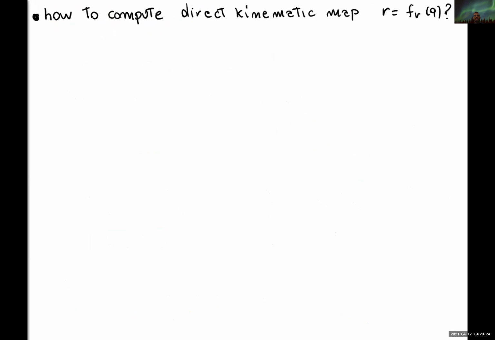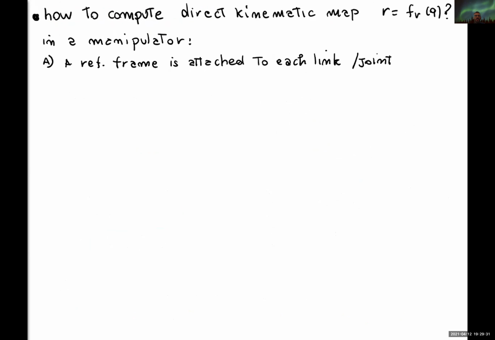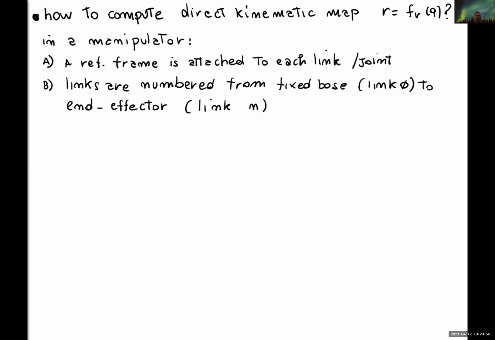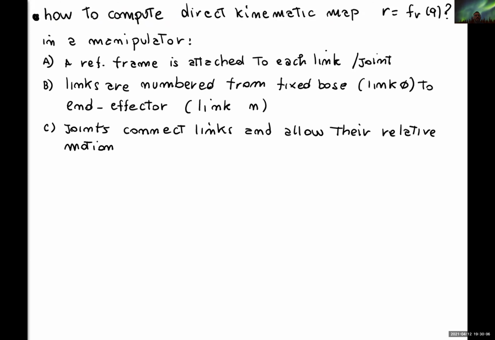So how do we compute this direct kinematic map that relates joint variables to task variables? We can concatenate the transforms like we did for the rotations. Which transform? Roto translation. So a transformation that represents the roto translation of one frame with respect to the other. So first, in a manipulator, we said we can attach a reference frame to each link and joint. We usually number the links from the base, that is link 0, to the end effector, that is link n. And third, we place the joints to connect the links, allowing their relative motions.